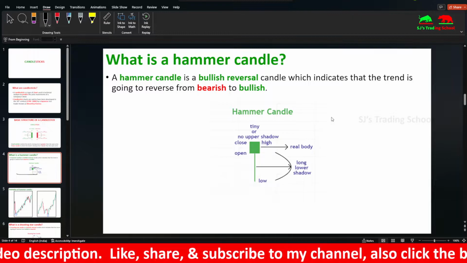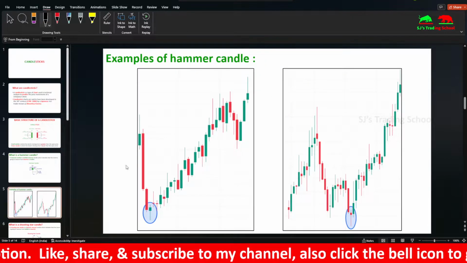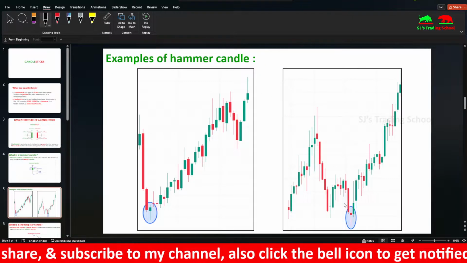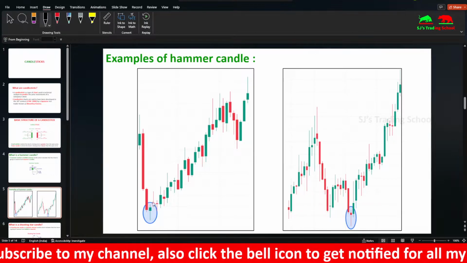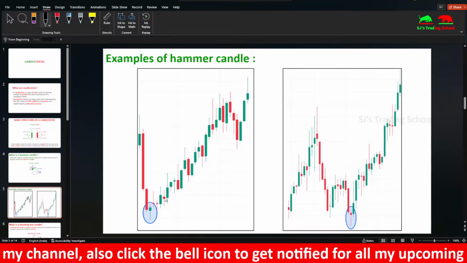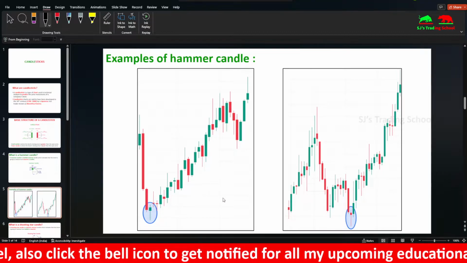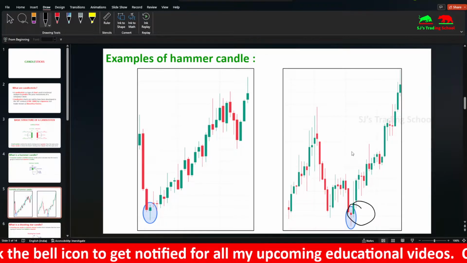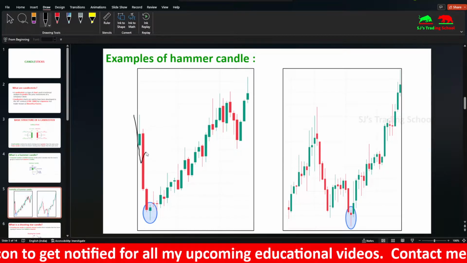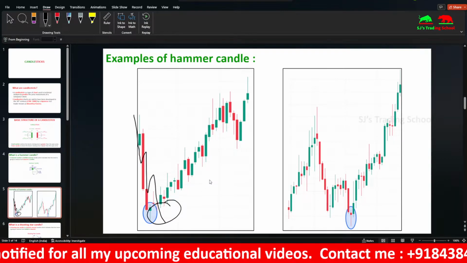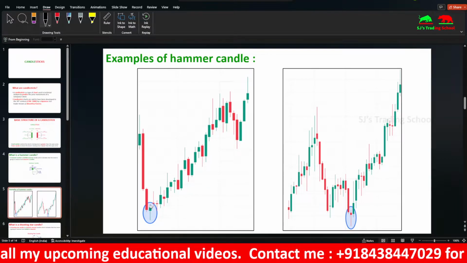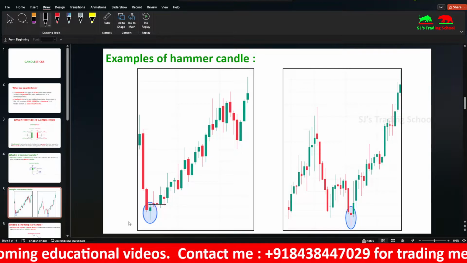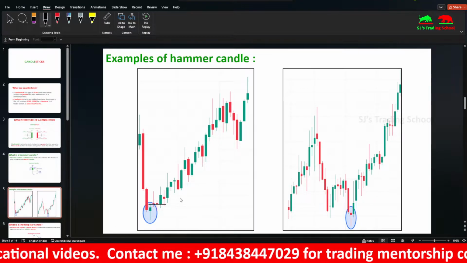So this is the hammer candle. This is an example of a hammer candle. The color can be green or red, but usually the hammer is considered a green candle, though you can also take it as a red candle. The prior trend is a downtrend, and then a hammer is formed. You can take it once the next candle breaks its high, if there is a previous support.